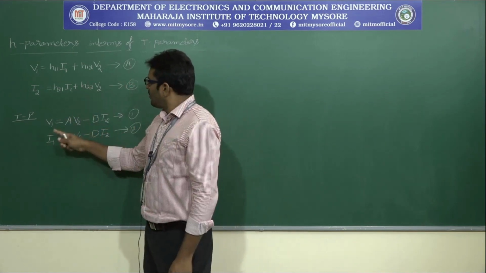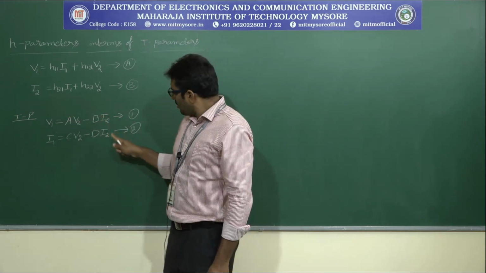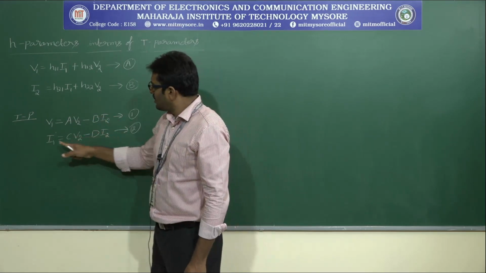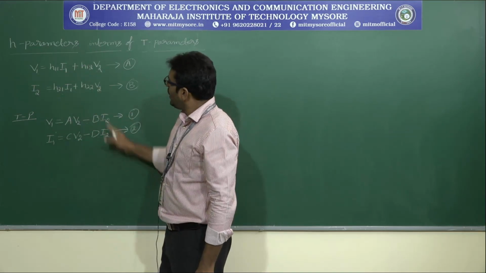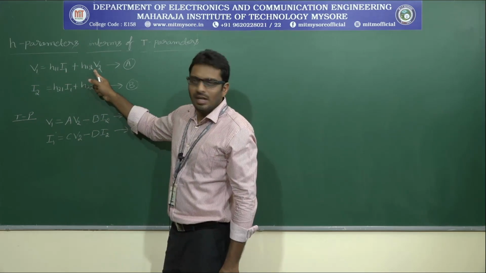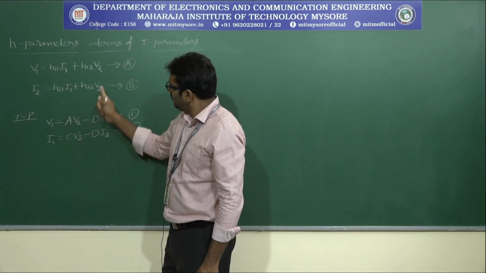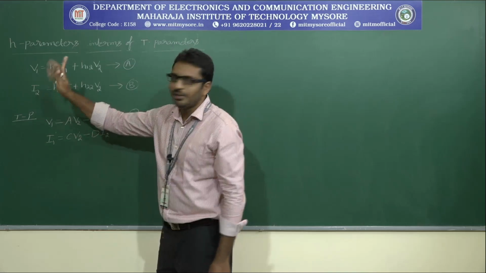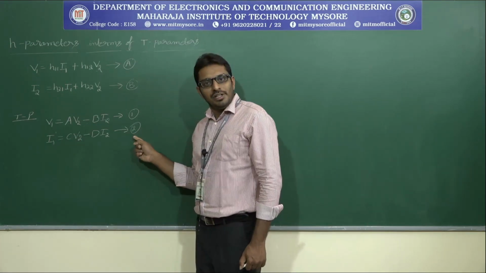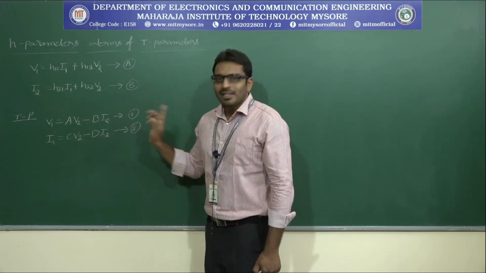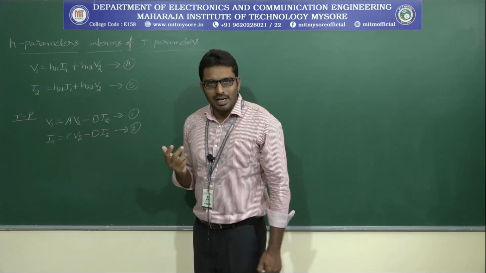Now compare with equation B: V1 is absent. Now consider equation 2. What are the variables? I1, V2, I2. I1, yes, it is there. Compare with equation B: I1 is there, V2 is also there, I2 is also there. Now what can we do? Rearrange equation 2 and write it in the form of equation B. Yes, we can do that.